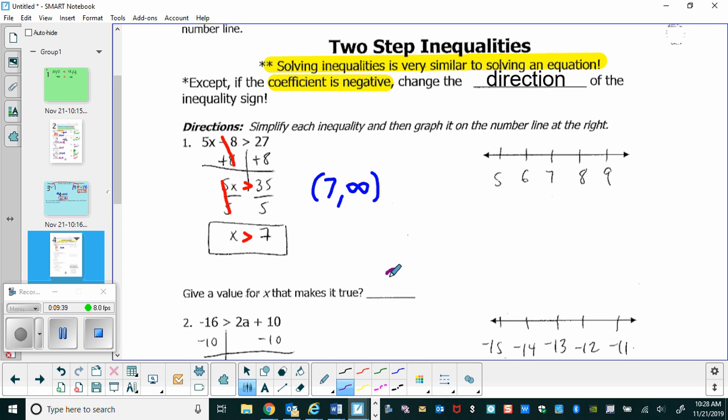So what's a value here that would make it true? So 8. 8 would work. And let's check over here on the number line. We have our open circle, and if we were to shade over to the right, positive infinity, you can see 8 would be a number that works, okay?